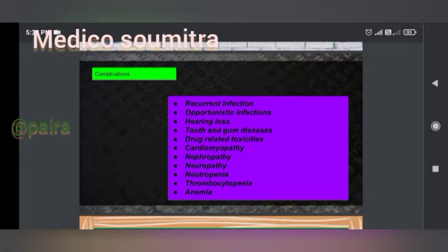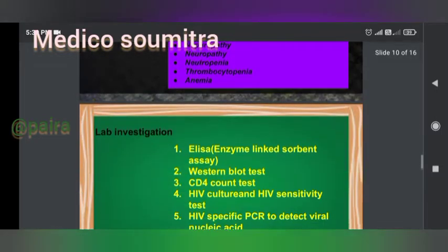Next we'll see cardiomyopathy, which means the cardiac muscles start showing some kinds of diseases. Nephropathy means kidney diseases can start developing. Neuropathy means, as I told in clinical stage 3, brain diseases start developing. Neutropenia means the neutrophil, one of the WBCs, will start decreasing in level. Thrombocytopenia means the thrombocyte level will decrease, and anemia means the hemoglobin level will decrease.